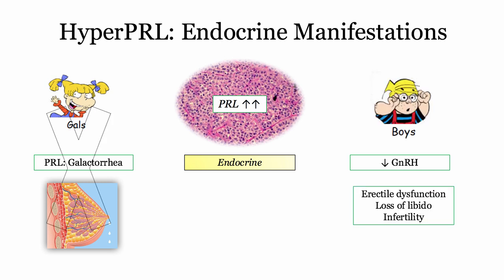The male does not really suffer direct effects from the elevated prolactin level. Instead, they will present with signs of hypogonadotropic hypogonadism that include erectile dysfunction, loss of libido, and conceivably infertility from loss of FSH and its effects on spermatogenesis.